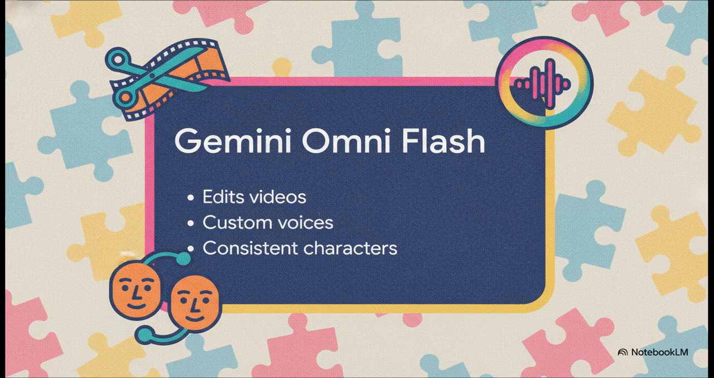Even better, it's the only model that locks character consistency. So if you create an 8-year-old character named Aya, Gemini ensures she has the exact same face, hairstyle, and clothes across entirely different episodes without ever changing. You can even upload an MP3 and have the AI clone that exact speaking style. It is an absolute powerhouse for ongoing series production.